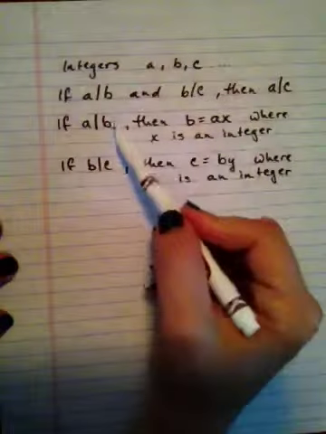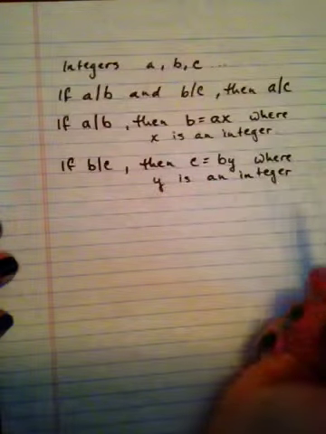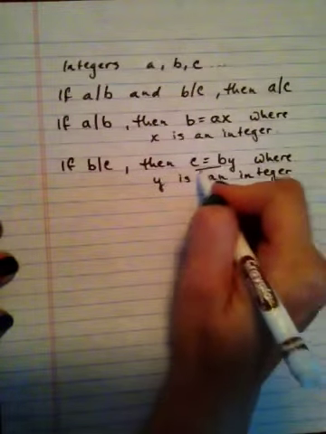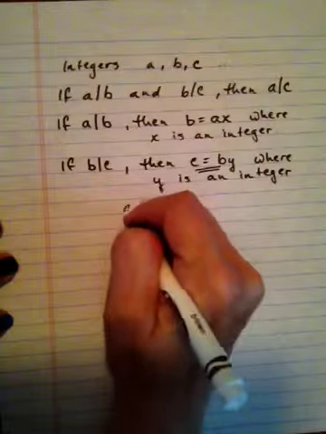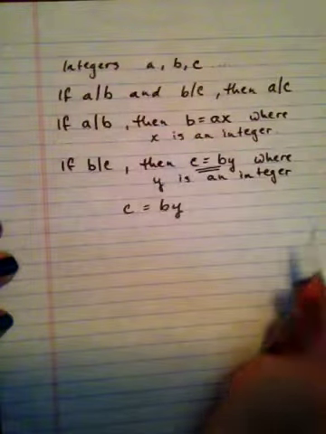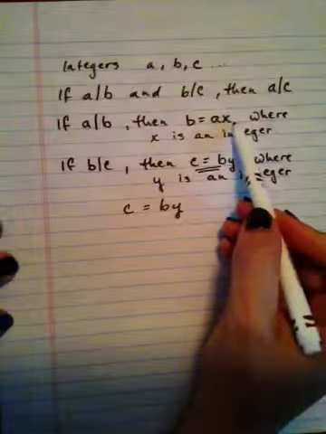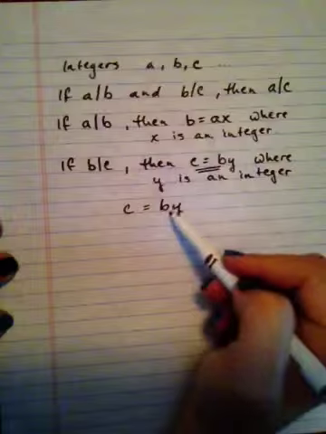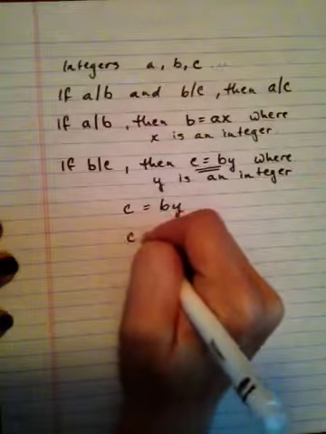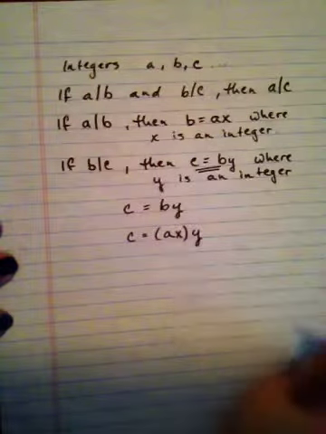Okay, and I'm just using the definition of divisible. It goes into it evenly. We have a remainder of 0. So I'm going to start with this equation right here. I'm going to say c equals b times y. Well, I have an equation right up above it for b. b equals ax. So I'm going to substitute ax in for b. So I'm going to say c equals ax times y.